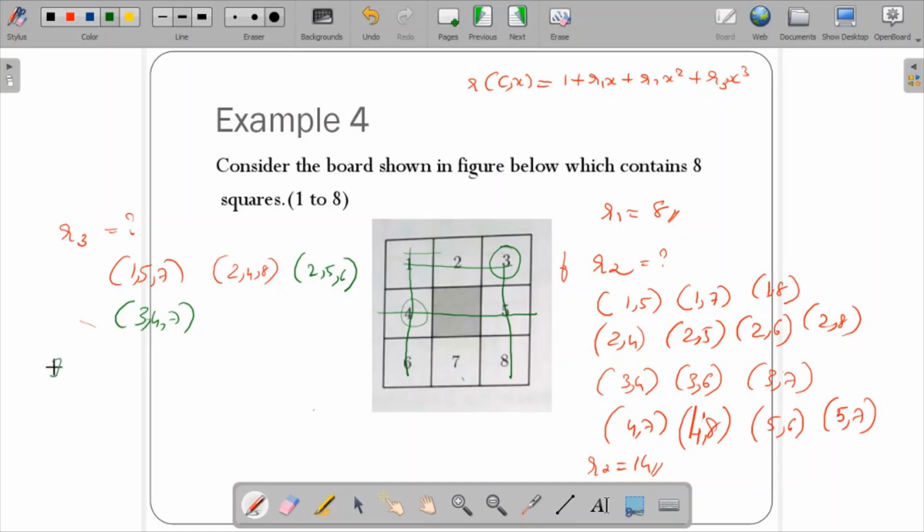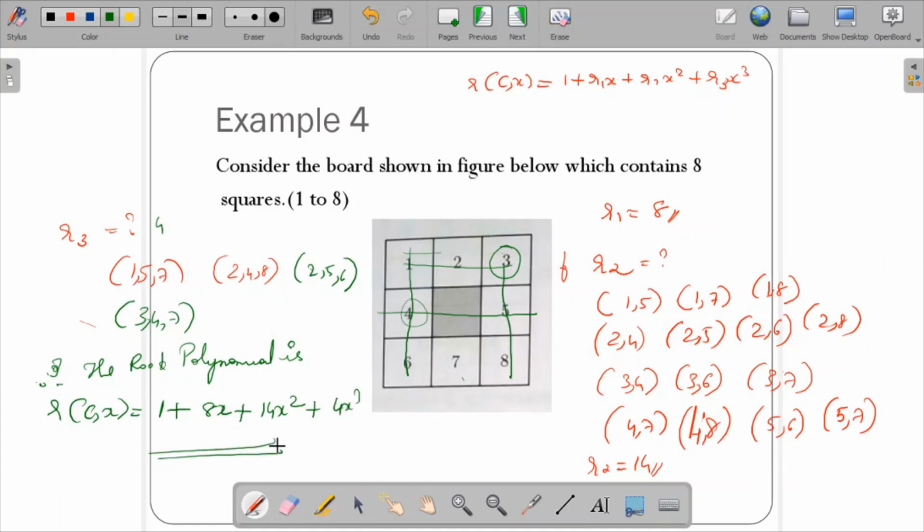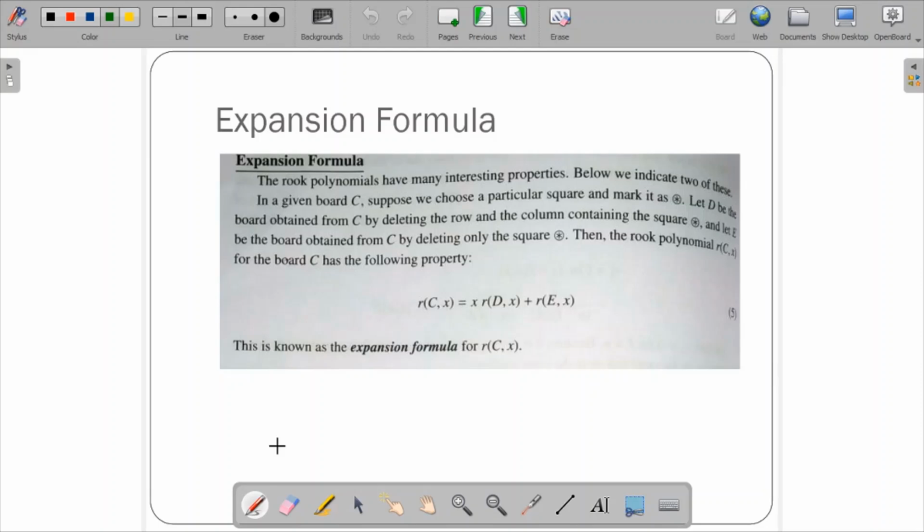Now the Rook polynomial will be, therefore, the Rook polynomial is R(C, x) = 1 plus R1 value we got as 8x, R2 value we got as 14x squared, and R3 value we got as 4x cubed. So this is the Rook polynomial of this particular board.